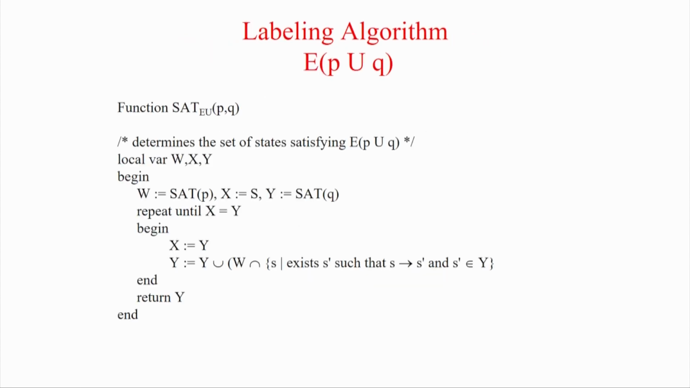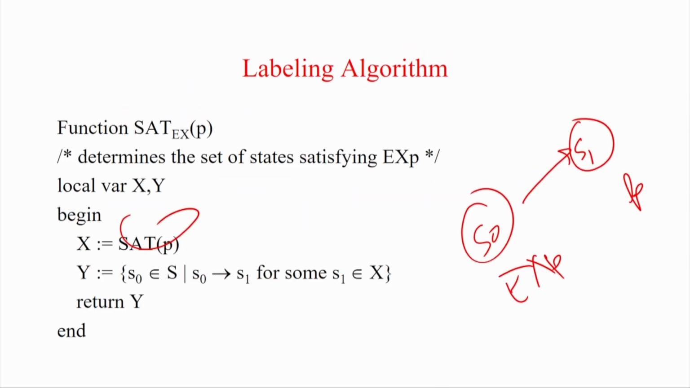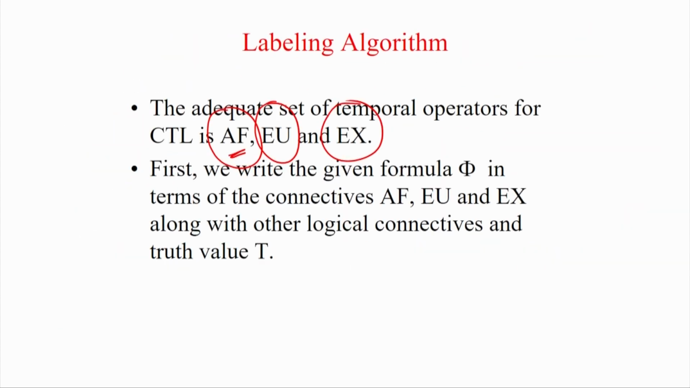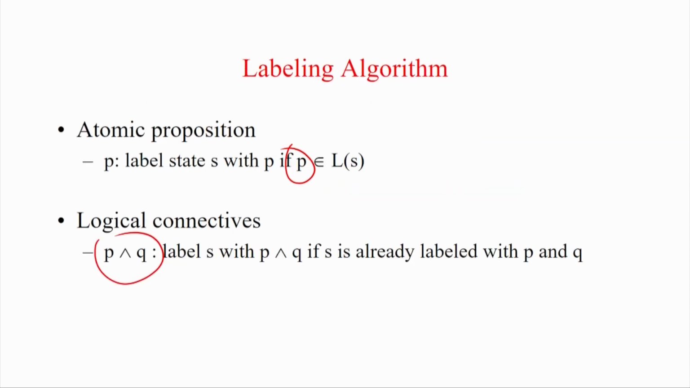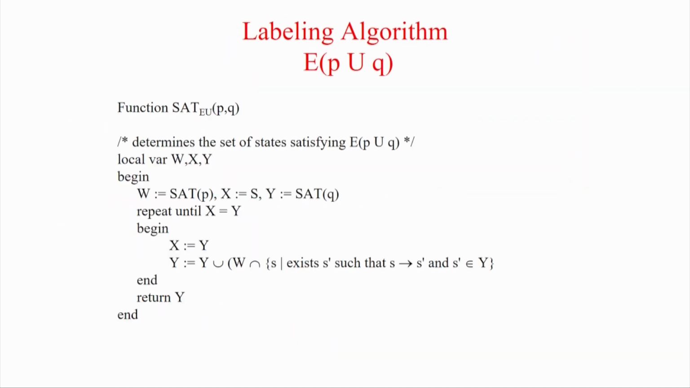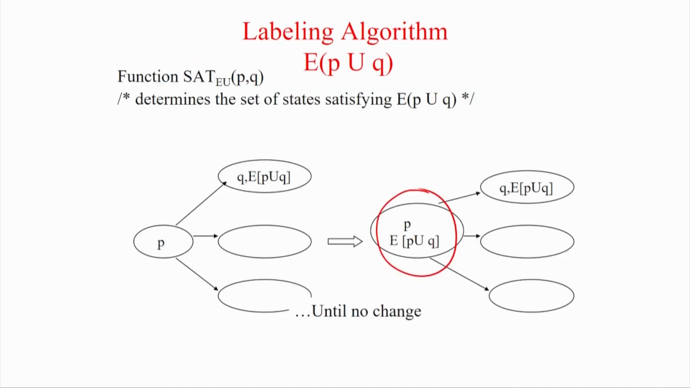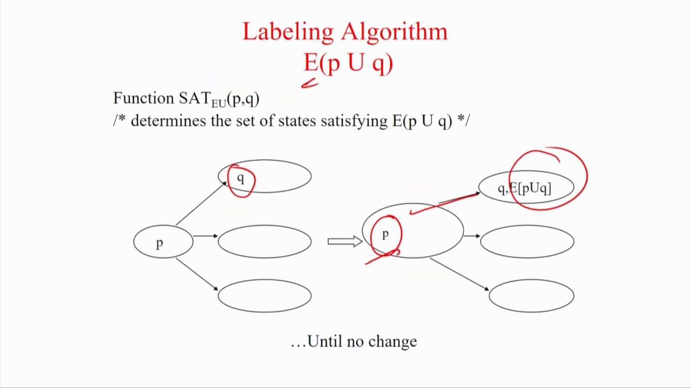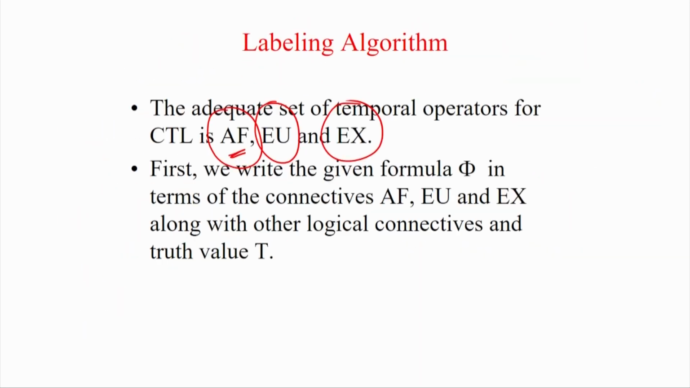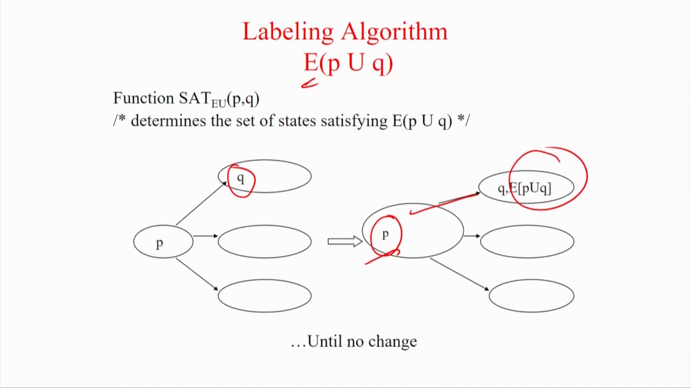Now, one more we are going to see. So, we have seen basically AF, EU and EX. One more we are just going to see. This may not be AG. AGP is not actually a part of this basic set, but still we are going to give you an example.